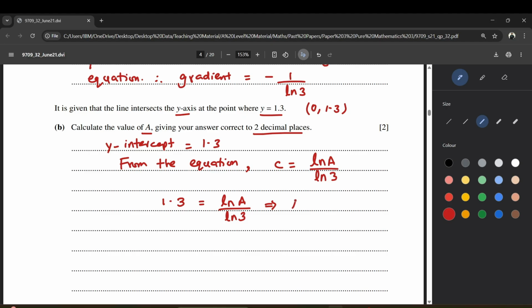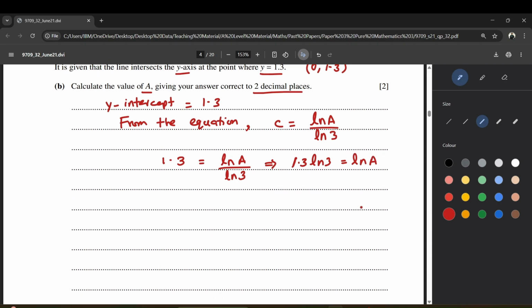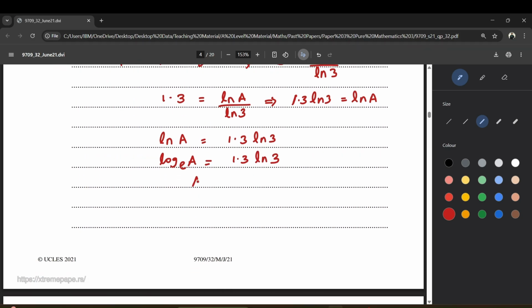So we have 1.3 ln 3 equals ln a. Let me write it again. ln a is equal to 1.3 ln 3. Now ln a basically means log to the base e of a equals 1.3 ln 3. So that means I can write a is equal to e to the power 1.3 ln 3. Okay, so this is the exact value. If the question asks you to leave your answer in exact form, then we'll just leave our answer in this way.